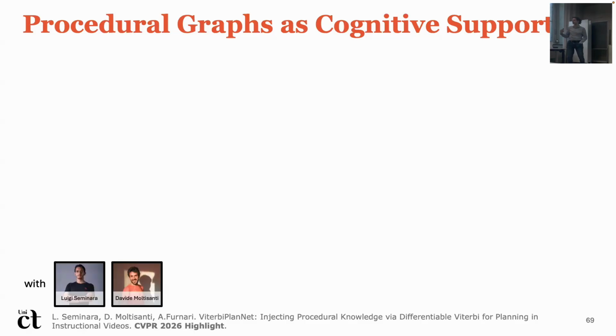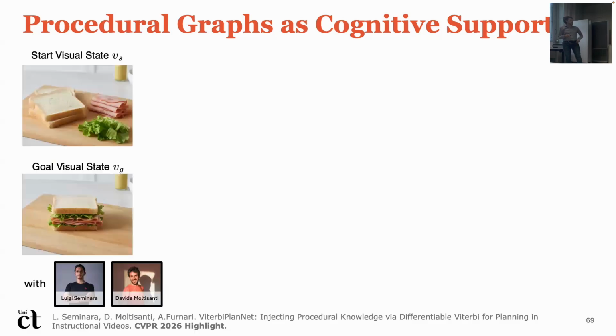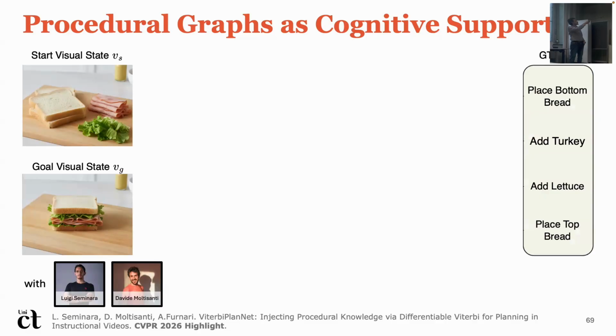Can we give cognitive support to the models so that the models don't have to memorize this knowledge because we are giving this knowledge to them? And we consider as a task procedural planning, where you have a start visual state and a goal visual state, and you want to predict the steps that bring you from the start visual state to the goal visual state. The way you usually do this is that you put this inside a network, such as a transformer, and you predict the final plan.